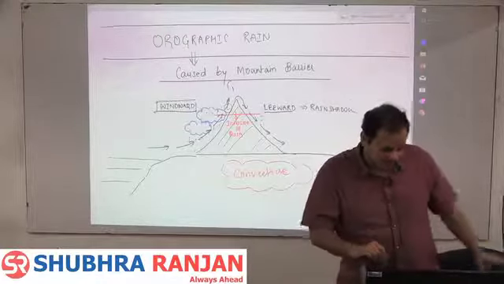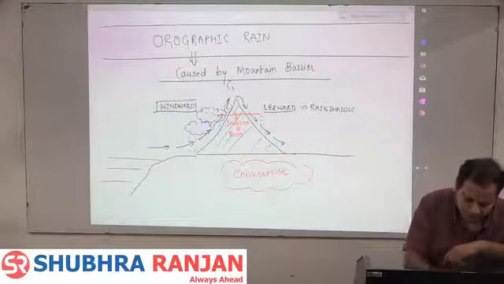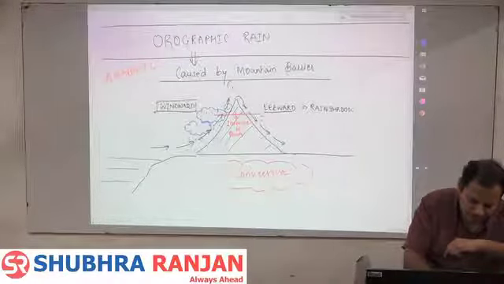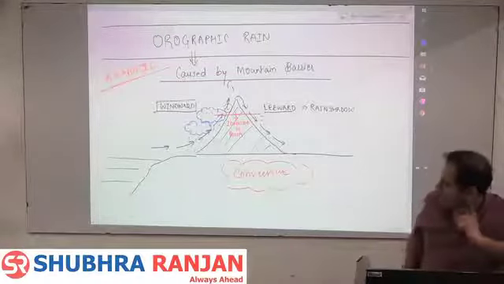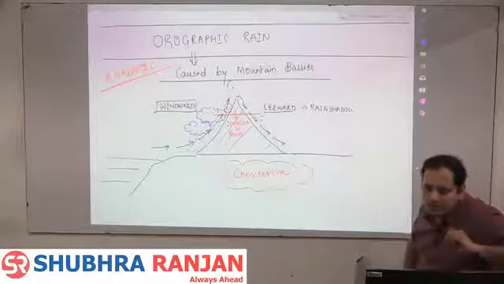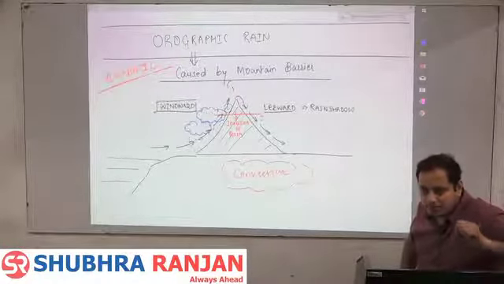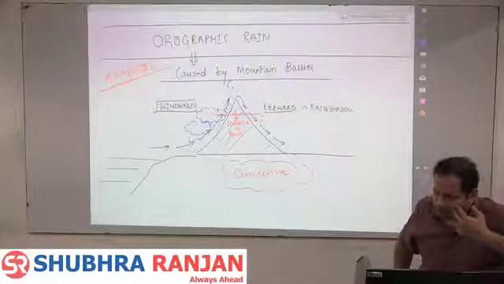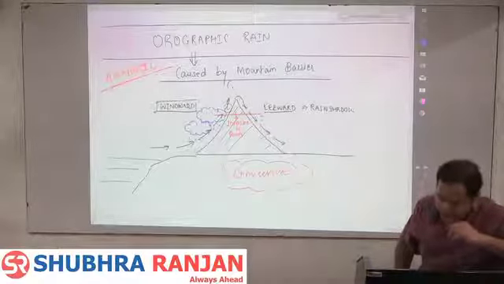The daytime heating causes anabatic, means up the slope. Causes anabatic upslope mountain breeze, which gives rainfall.